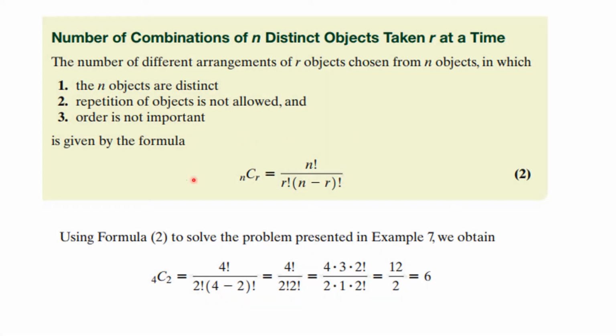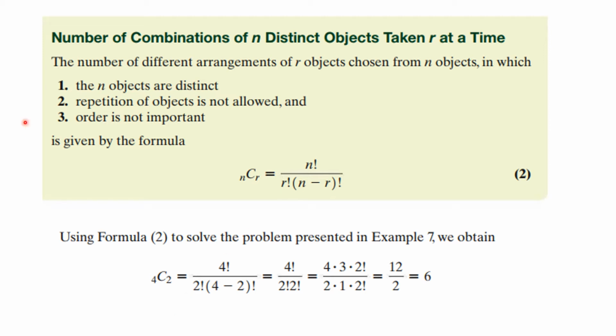Okay, so this is the formula for N choose R. And remember, this is the number of different arrangements of R objects chosen from N objects, but the objects are distinct. Repetition is not allowed, and order is not important. So N choose R, or nCr, is N factorial over R factorial times N minus R whole factorial. That's the permutations, but now we have to divide out the number of ways where the order was different, and that's going to be R factorial.